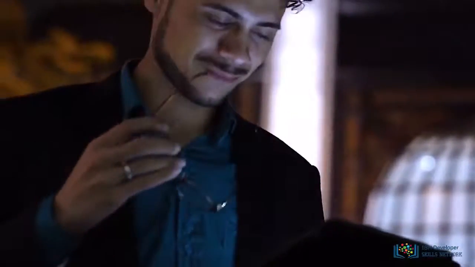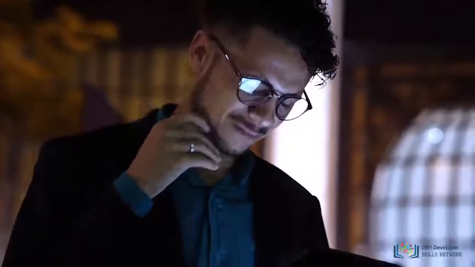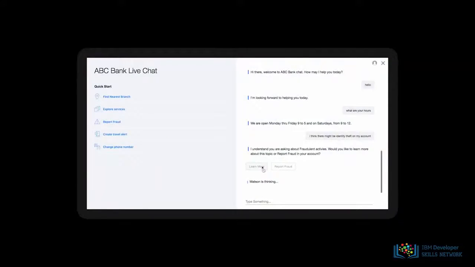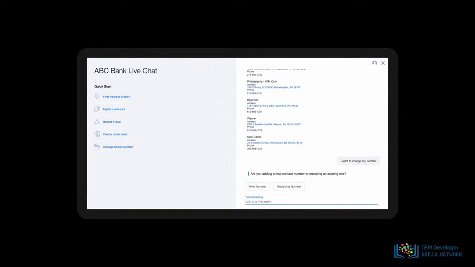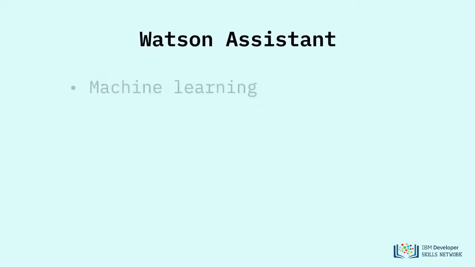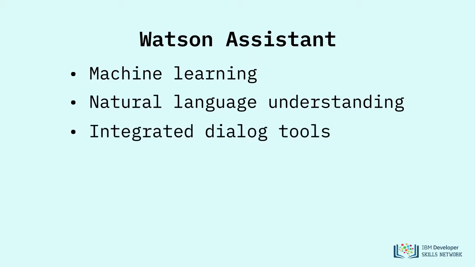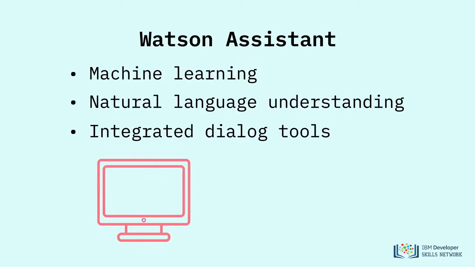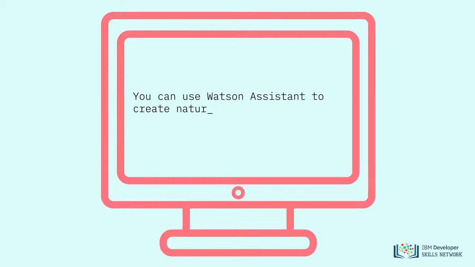Most chatbots try to mimic human interactions, frustrating you when a misunderstanding happens. Watson Assistant gets it. It knows when to search for an answer from a knowledge base, when to ask for clarity, and when to direct you to a human. Watson Assistant combines machine learning, natural language understanding, and integrated dialogue tools to create conversation flows between your apps and your users. You can use Watson Assistant to create natural language interfaces to your applications.